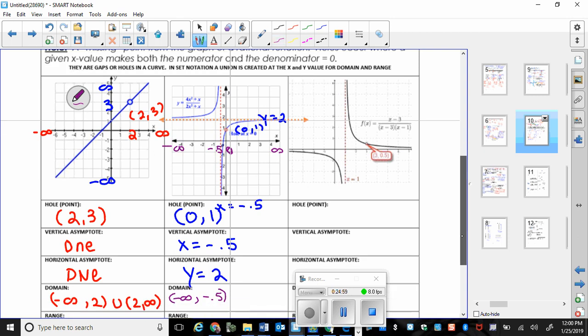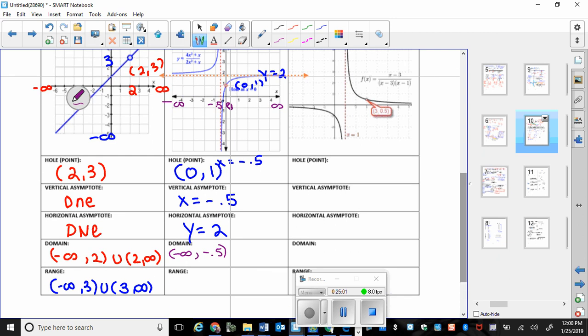There's a break there, so we put a union. Then from the vertical asymptote over to the hole. So VA to the hole. And then from the hole at 0 over to positive infinity. So we have 3 different intervals where this graph hits the x values.